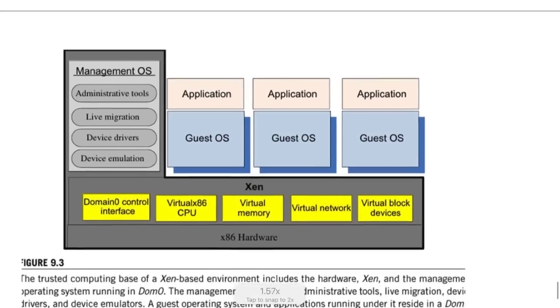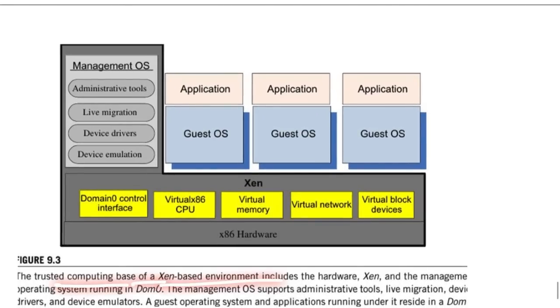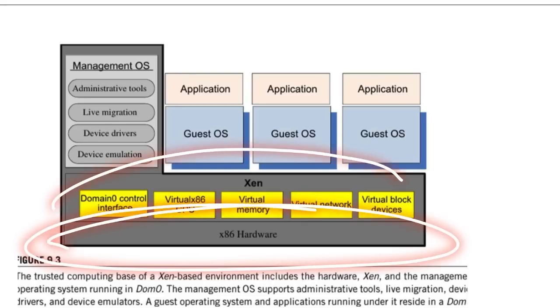Next we have this figure, the trusted computing base of a Xen based environment, which includes the hardware, Xen, and the management operating system running in Dom0. The management operating system supports administrative tools, live migration, device drivers, and device emulators. Guest operating systems and applications running under them reside in DomU. So we have hardware firstly, which has all the physical machines at the bottom. Then we have Xen, the hypervisor.